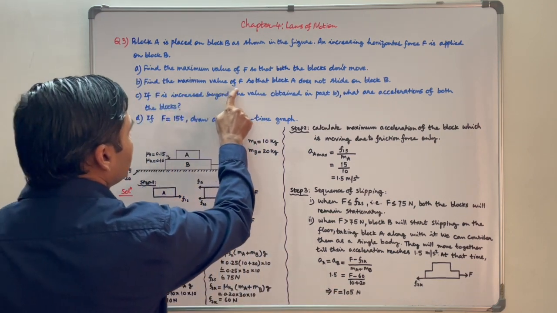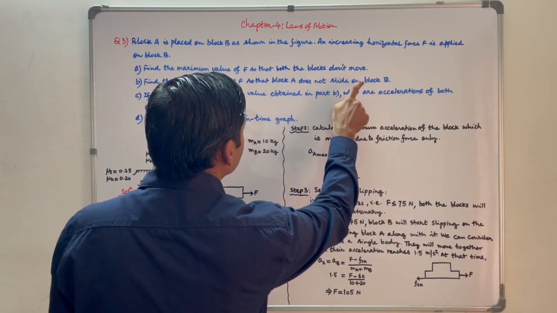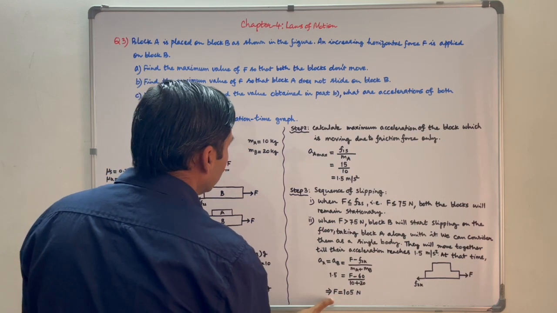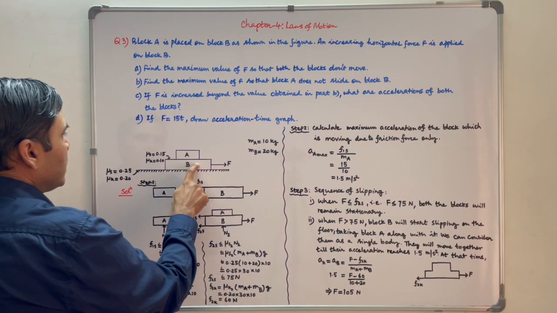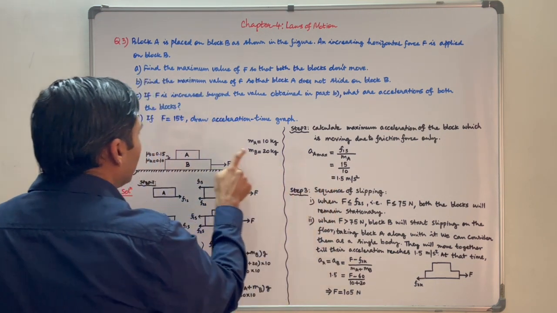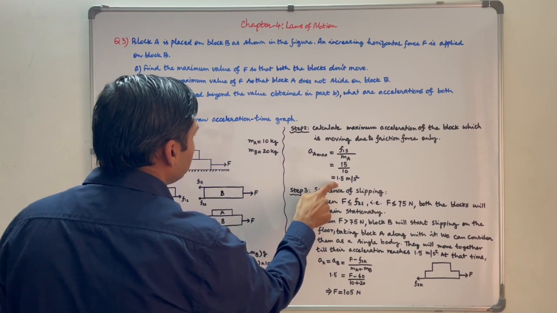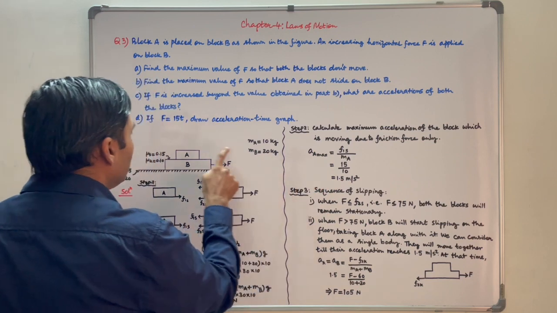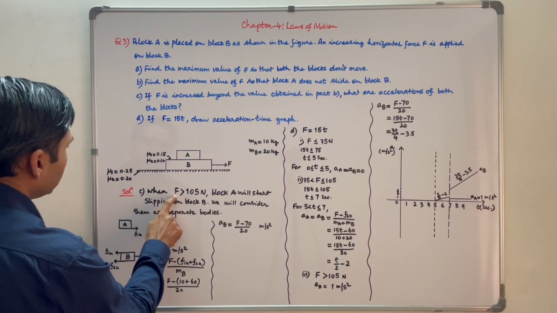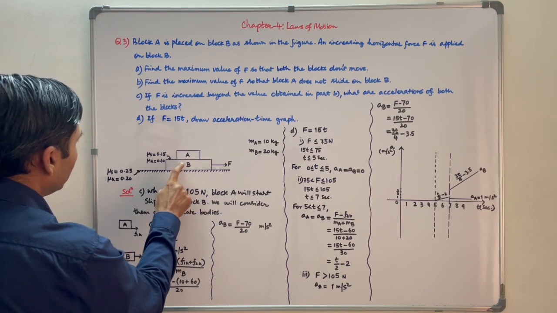Find the maximum value of F so that block A does not slide on block B, or both the blocks move together. When F is greater than 105 Newton, block B will start accelerating beyond 1.5 meter per second square. But block A cannot, as its maximum acceleration is 1.5 meter per second square. As a result, block A will start slipping on block B. Part C. When external force F is greater than 105 Newton, block A will start slipping on block B.